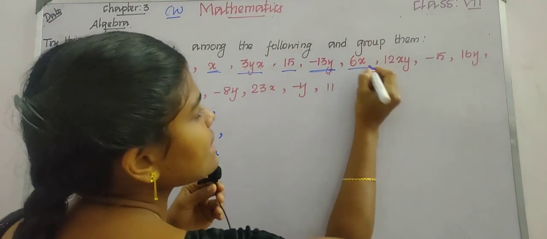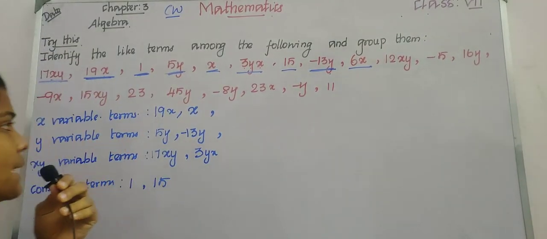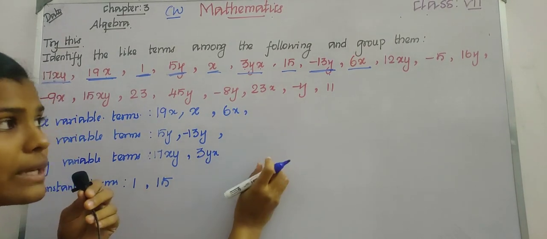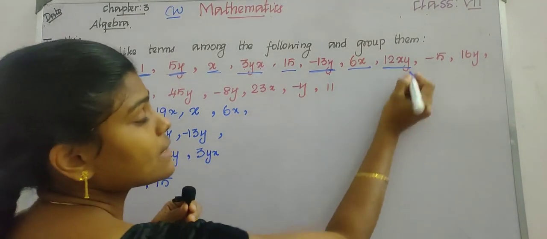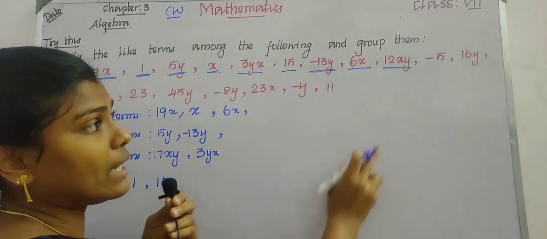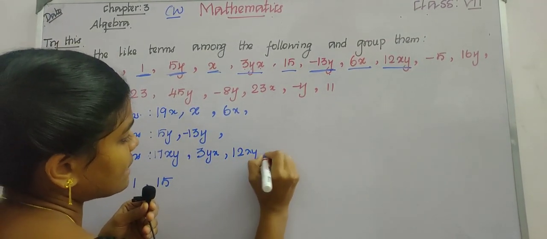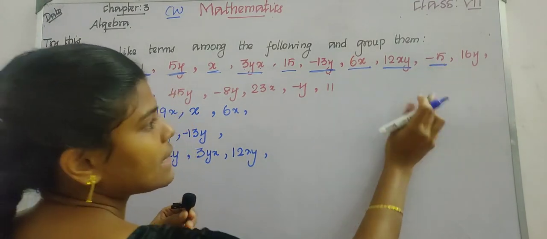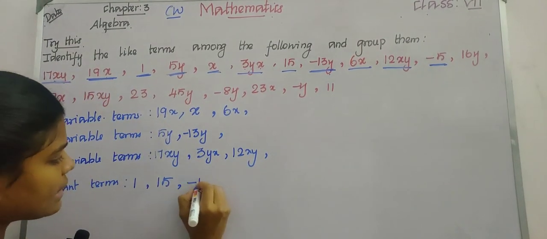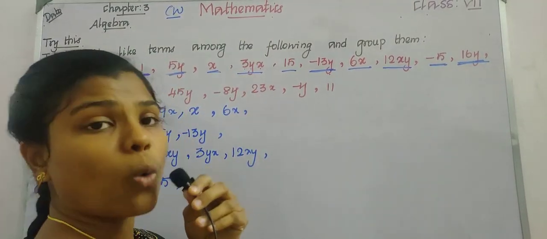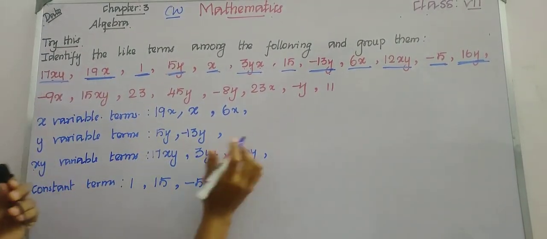The next one is 6x, it's an x variable term. And the next one is 12xy, it is an xy variable. Then minus 5, it is a constant. And the next is 16y, it is a y variable term.